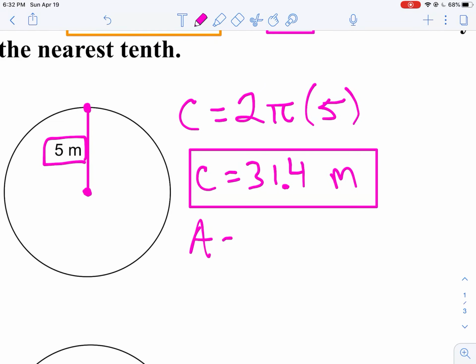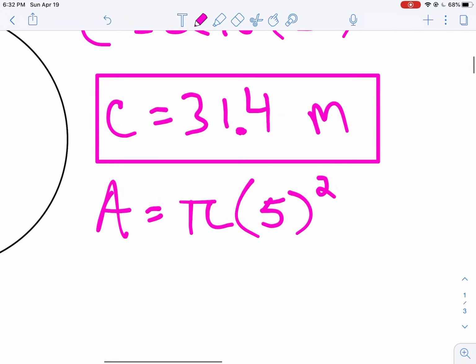Now area could be a little trickier depending on the numbers. It is going to be pi times radius squared. Now this one might be a little trickier. You have to remember something with the area formula. We are using an exponent. We are squaring the radius.